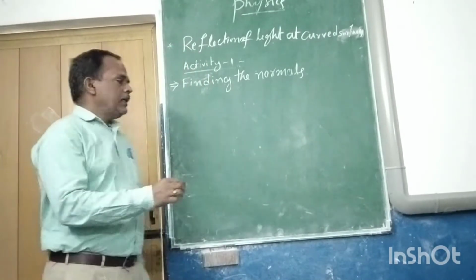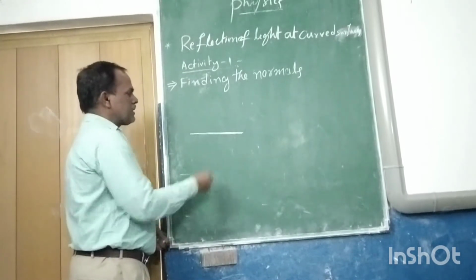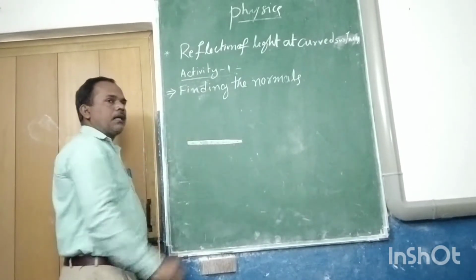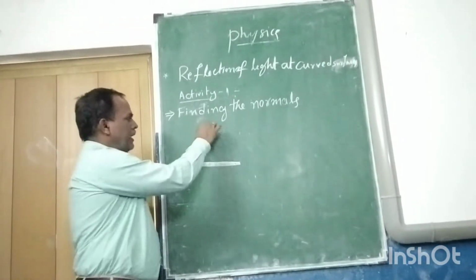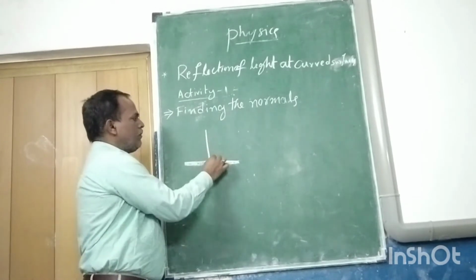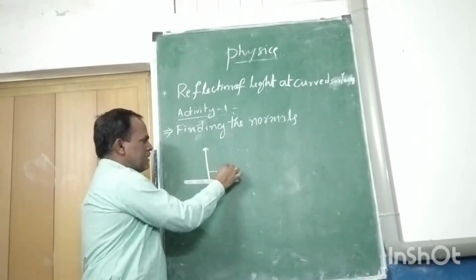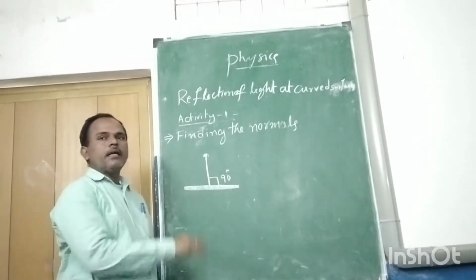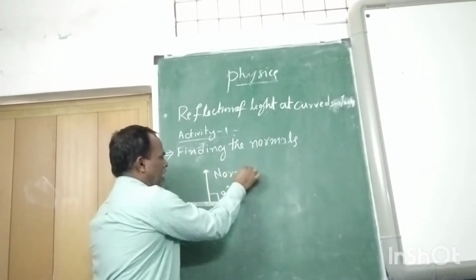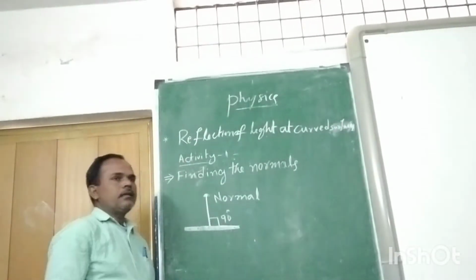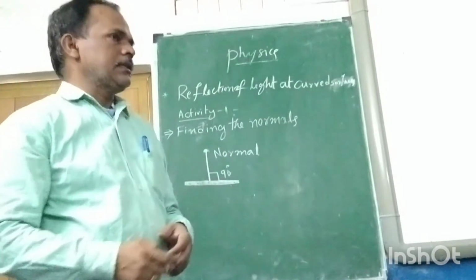Just see there, if you take any substance and draw a line perpendicular to any surface, we call it the normal axis. If exactly 90 degrees is present, then only we call it a normal axis. Perpendicular to any surface is known as a normal axis.